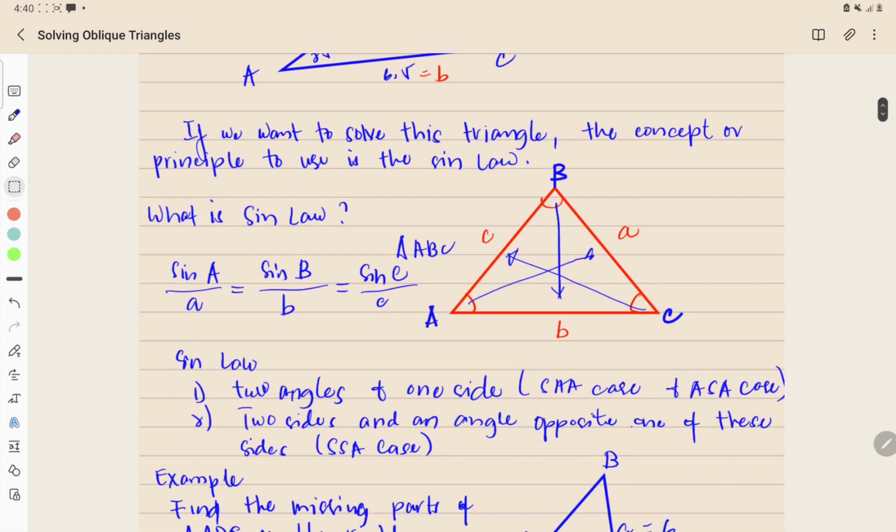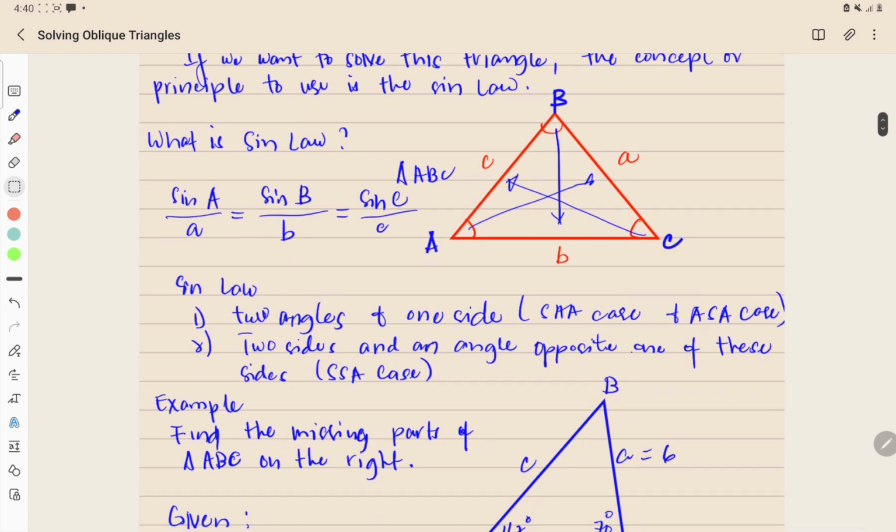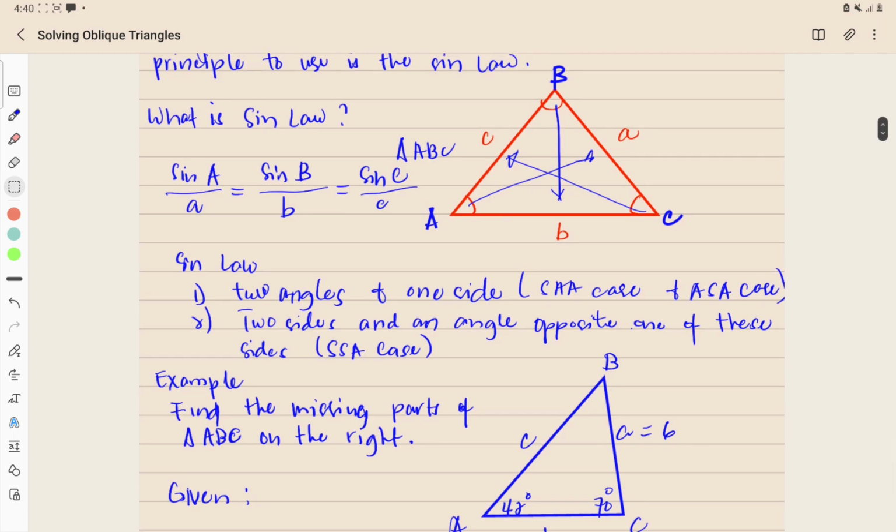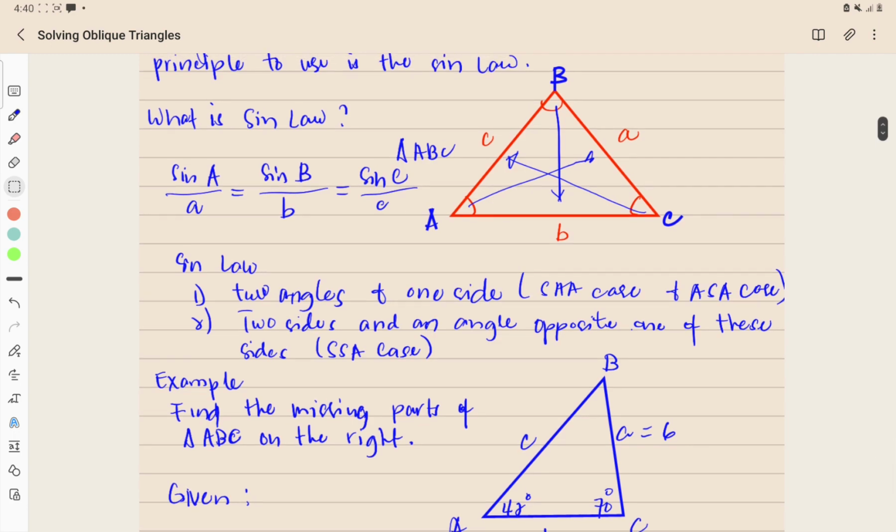Okay? So the sine law will work with the following information. First, two angles and one side, that is the angle-side-angle case and the angle-angle-side case. And the second one, two sides and an angle opposite one of these sides, that is the side-side-angle case.